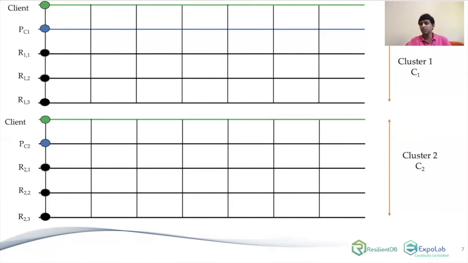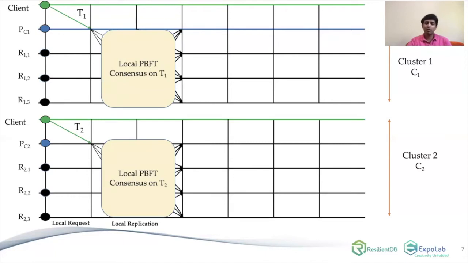Here we'll assume two clusters C1 and C2, and we'll assume each cluster has a set of replicas n equal to 3f plus 1. Each cluster also has its own client and primary. Every client sends its request to its own primary. And we'll assume for the moment that when a primary gets a request, it runs the PBFT protocol locally in its own cluster to create a certificate. At the end of the PBFT protocol, every replica has 2f plus 1 commit messages, and that is what is called a certificate for the request to be replicated across the cluster.